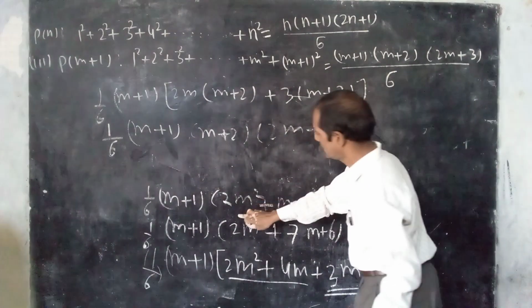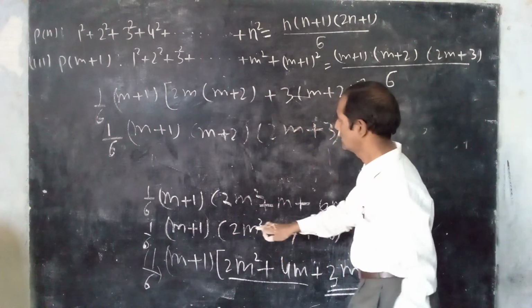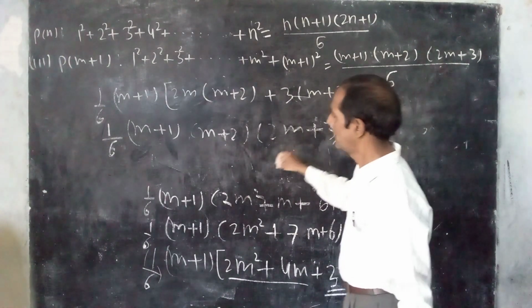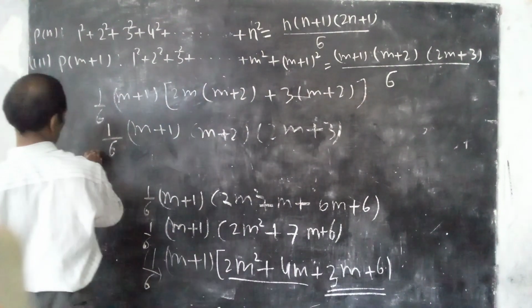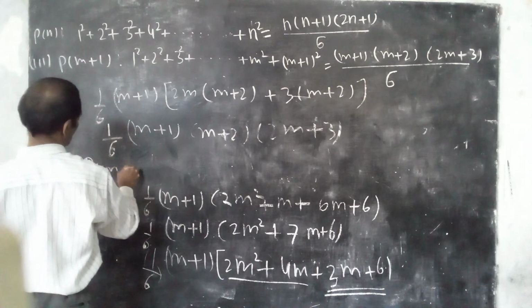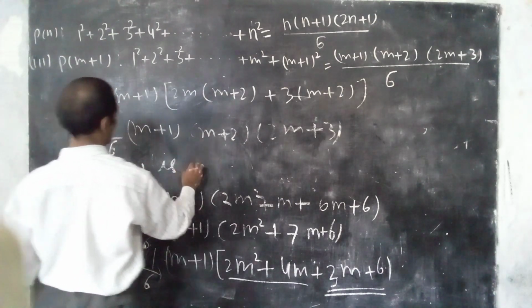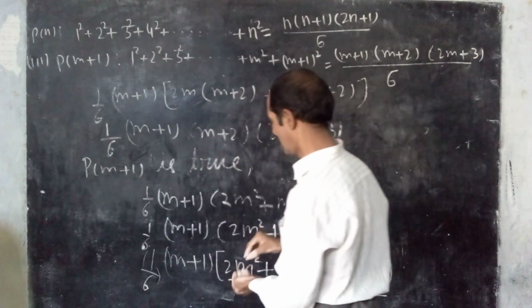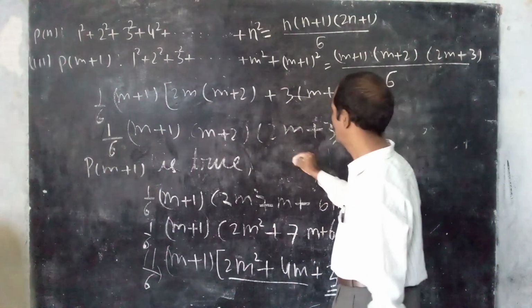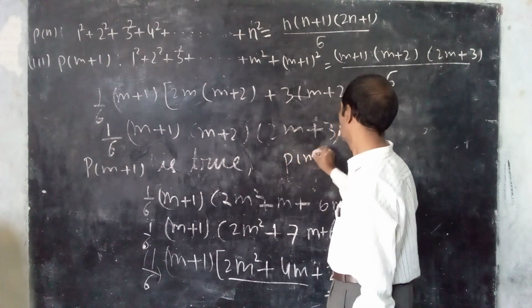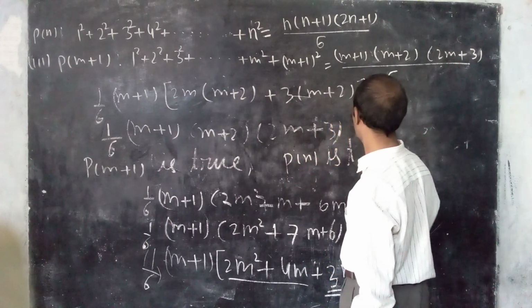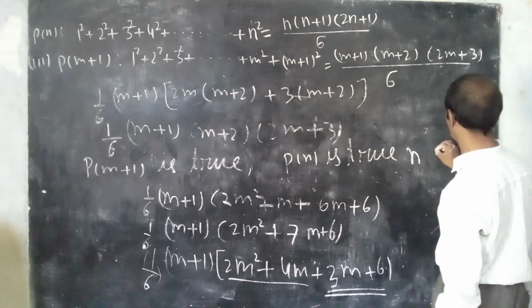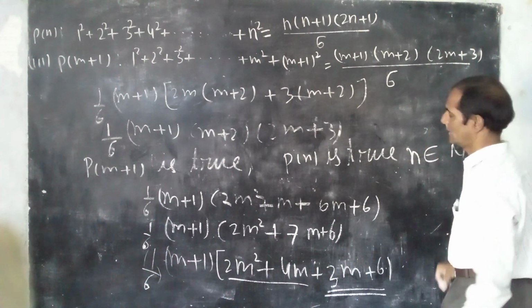So m plus 1, m plus 2, 2m plus 3, by 6. Hence Pm plus 1 is true. If Pm plus 1 is true, then Pn is true for all natural numbers n belonging to N.